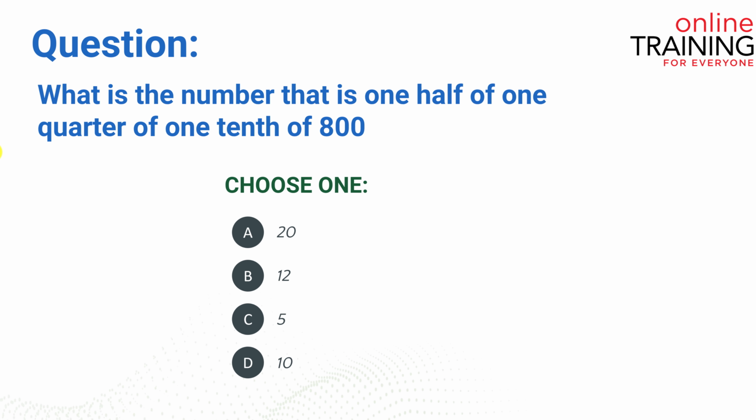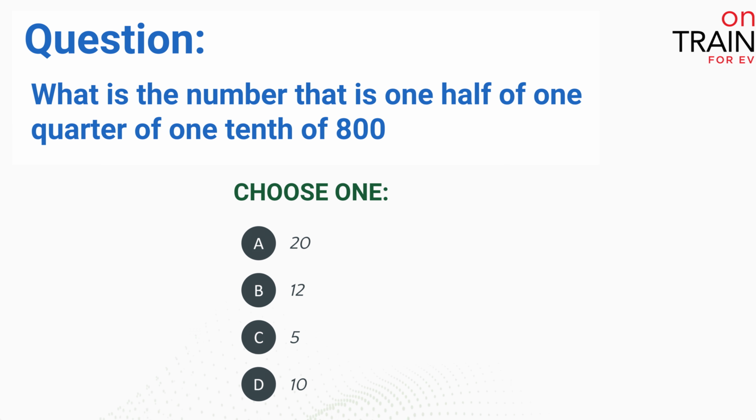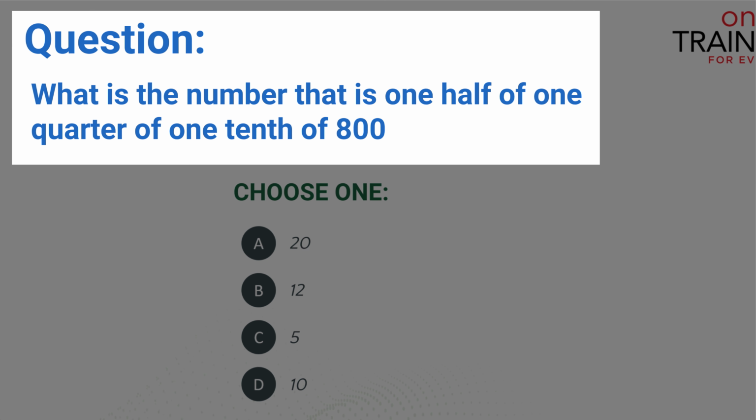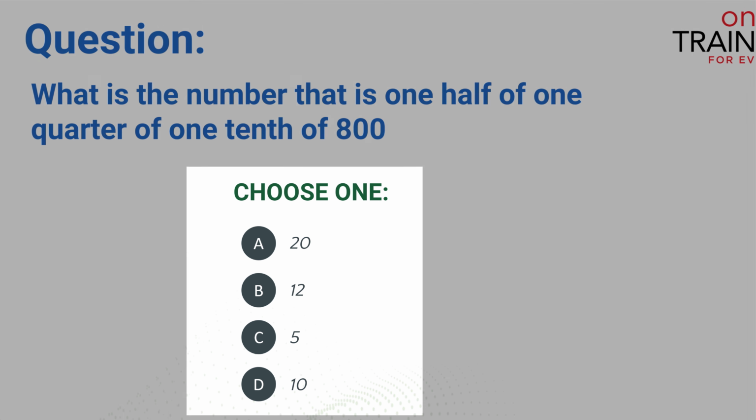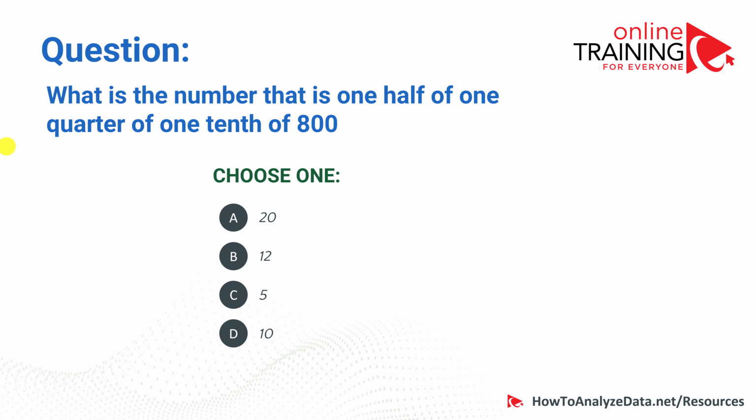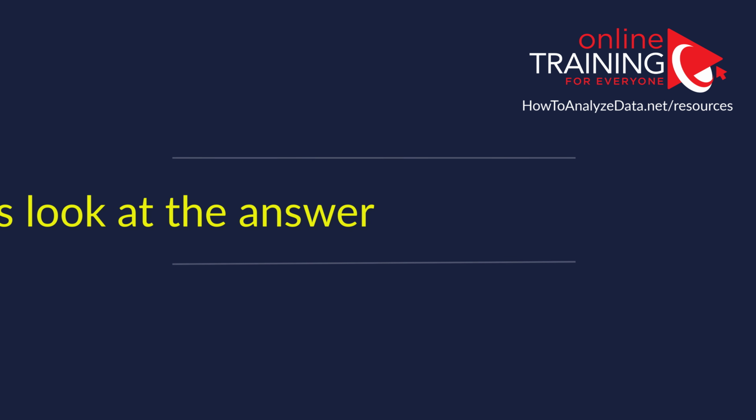And now let's look at the question which is frequently used as part of numerical reasoning tests. What is the number that is 1/2 of 1/4 of 1/10 of 800? And there are 4 choices: 20, 12, 5, and 10. How would you answer something like this? Let's go ahead and take a look.